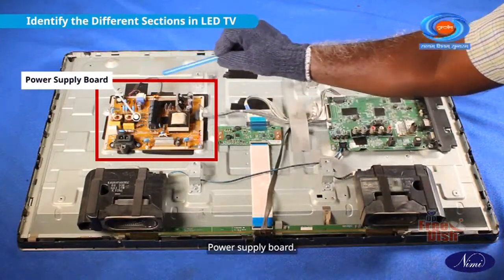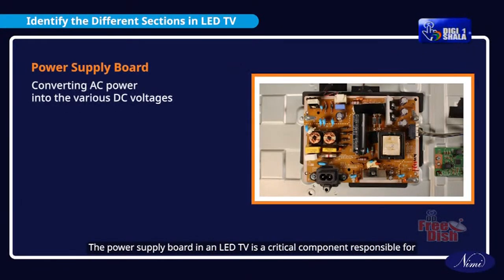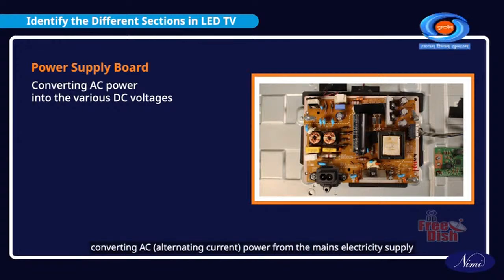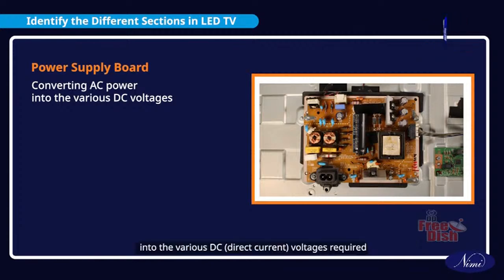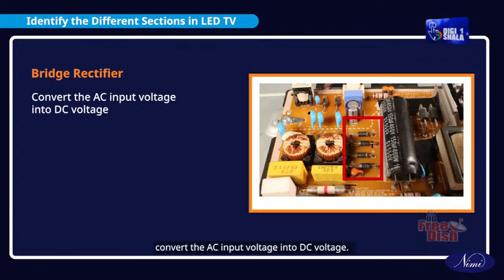Power supply board. The power supply board in an LED TV is a critical component responsible for converting AC (alternating current) power from the mains electricity supply into the various DC (direct current) voltages required to power the internal electronics of the TV. Rectifier diodes or bridge rectifier. These components convert the AC input voltage into DC voltage.